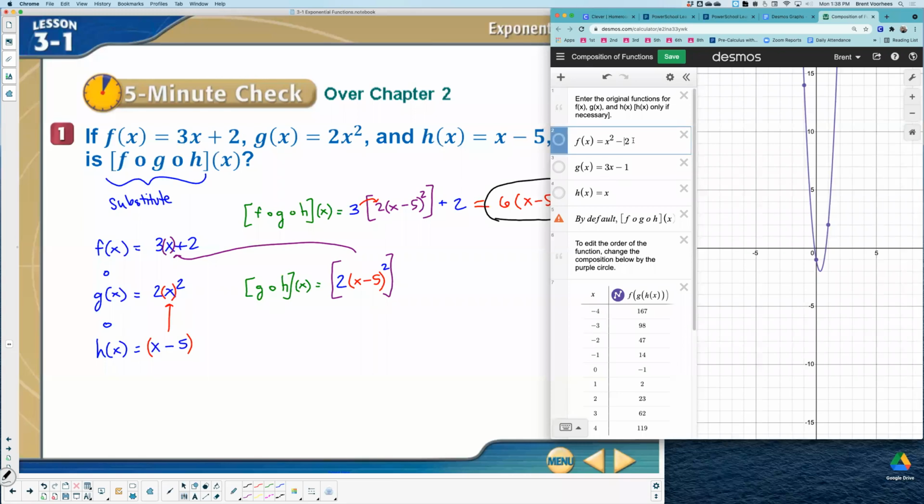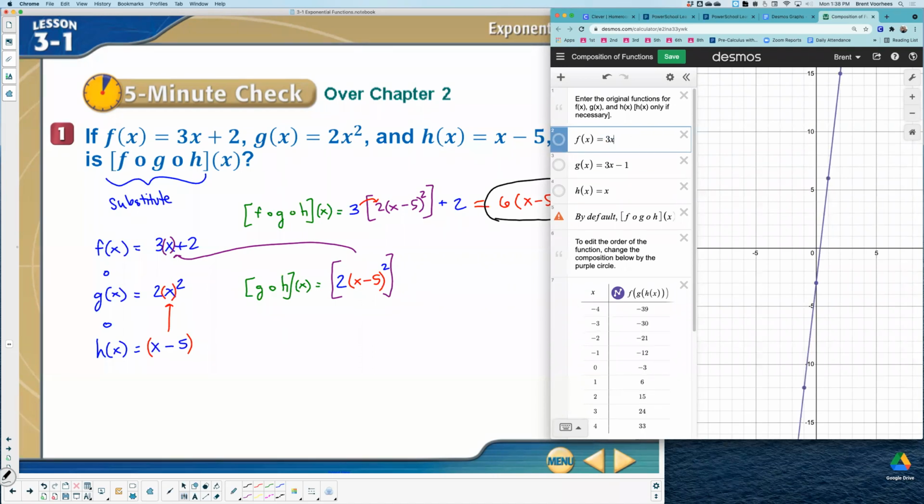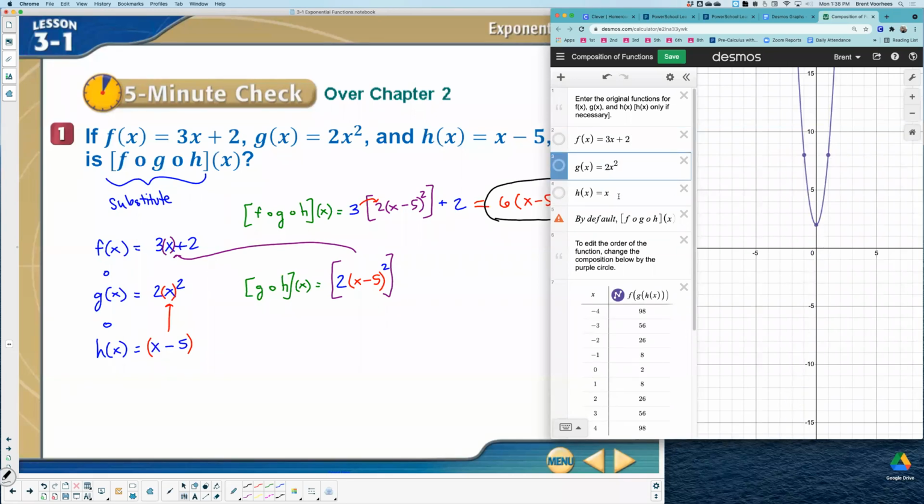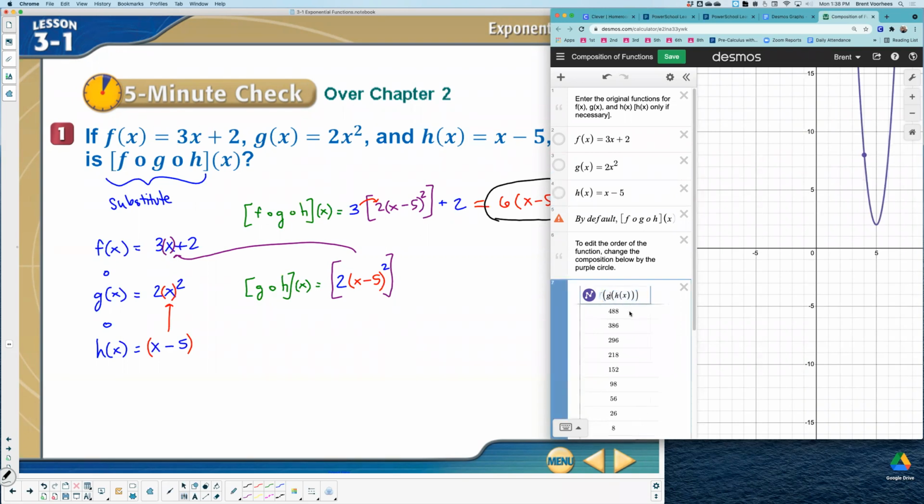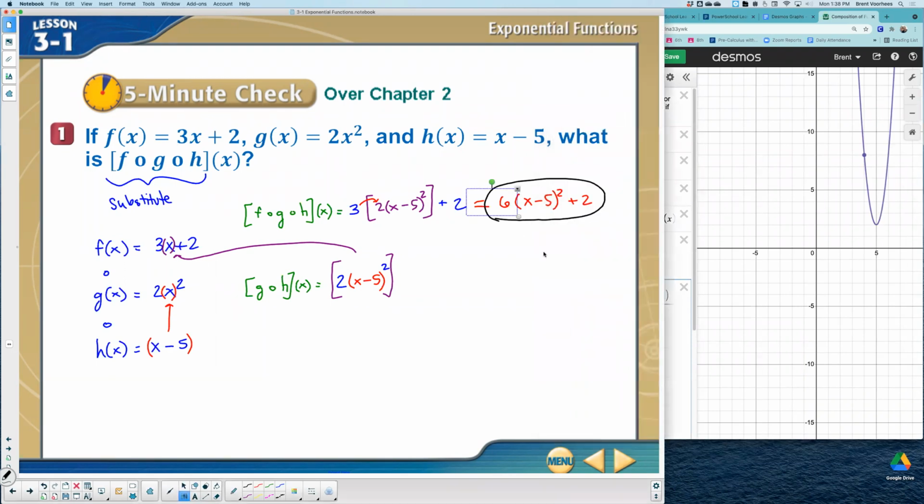So I'm now going to enter in these equations that we already have our answer here. I'm just checking, I'm just proving to you that this calculator works and how it works. So I have 3x plus 2. My g equation is 2x squared. And my h equation is x minus 5. By default, this is going to find f of g of h, which is exactly what I need. This is another way of writing f of g of h using parentheses. That's another way.